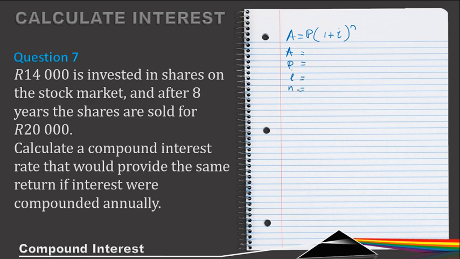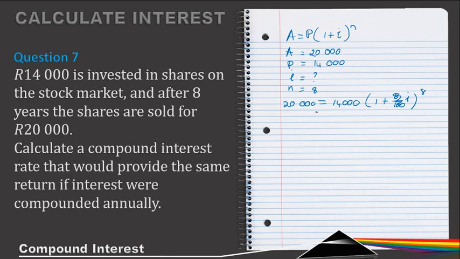Then the initial amount that was invested is 14,000. Then the final amount we're interested in is 20,000. And interest is what we want to calculate. Number of years is 8. Let's substitute these values in. So we have 20,000 equals 14,000. And then 1 plus interest is... oh, sorry, no, the interest is what we're going to solve for. That's a mistake. And then the number of years is 8.